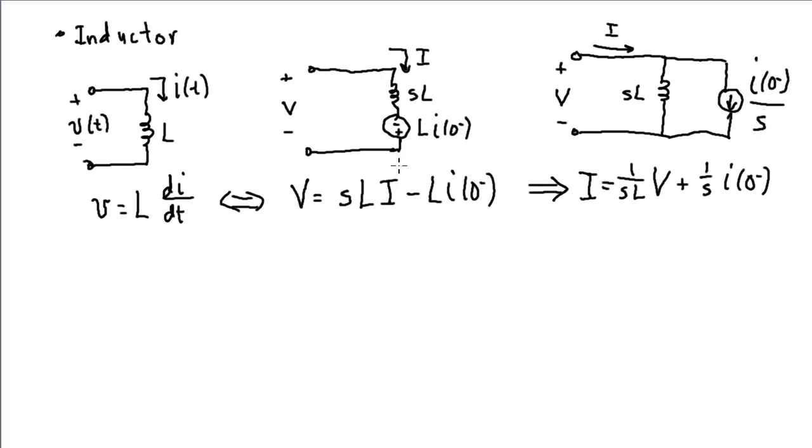One thing I want to point out here is that the voltage across the inductor, from this picture, is not just ISL. The voltage across the inductor is ISL minus LI0. And then similarly here, the current through the inductor is not just V over SL. I is the total current through the inductor, and it actually consists of two components.